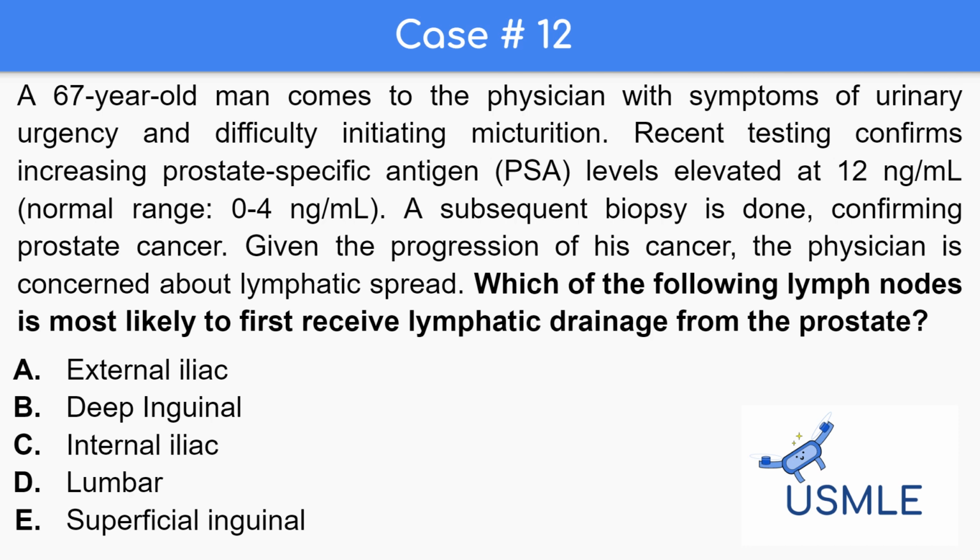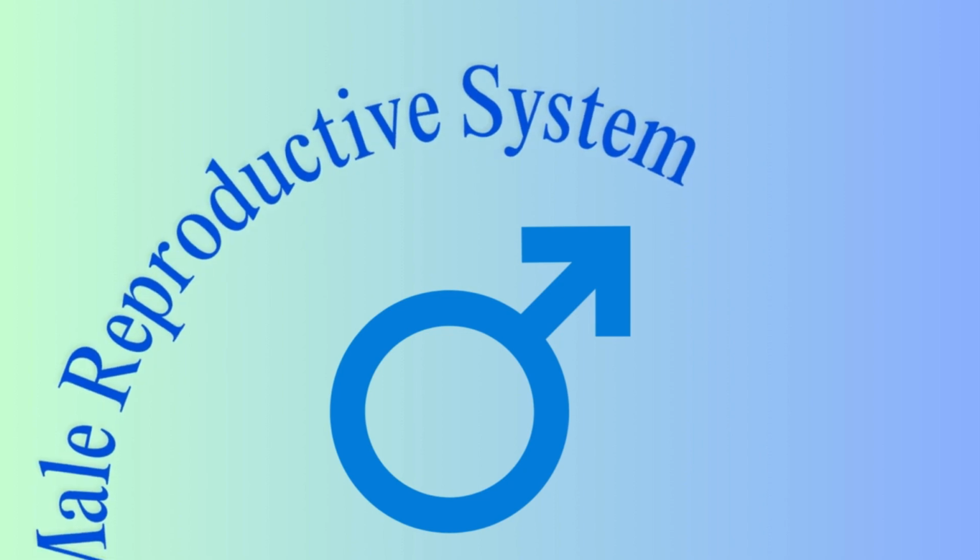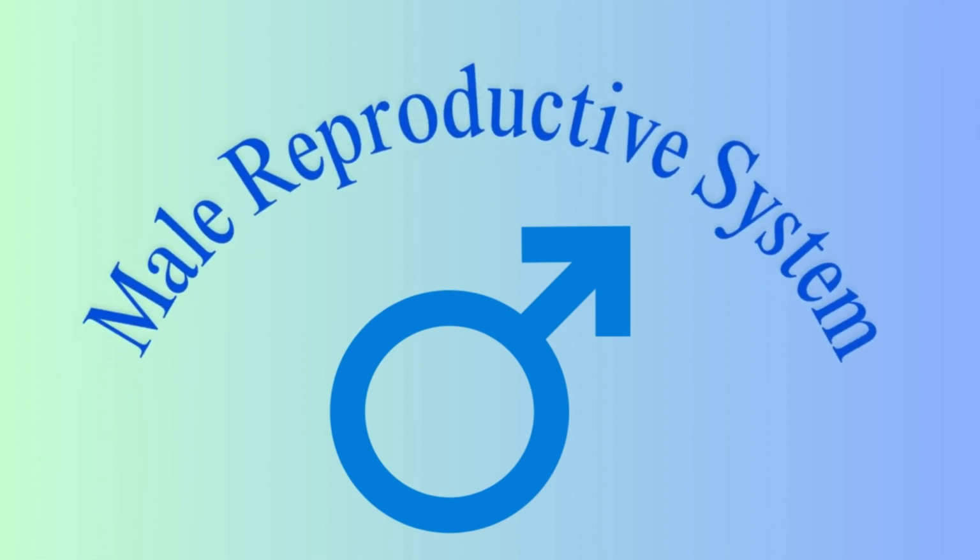A. External iliac, B. Deep inguinal, C. Internal iliac, D. Lumbar, E. Superficial inguinal. Today we will discuss the male reproductive system gross anatomy. Let's try to find the answer as we study.